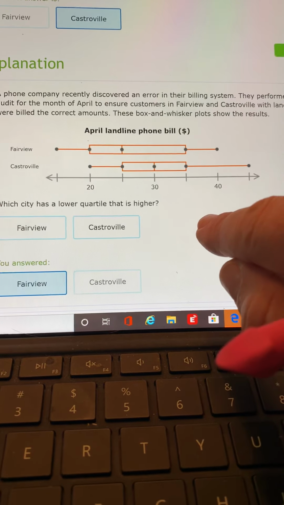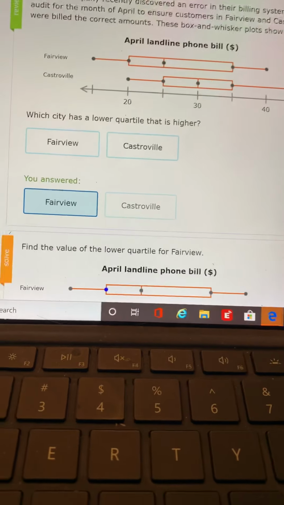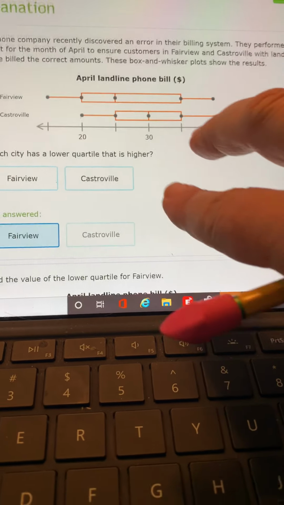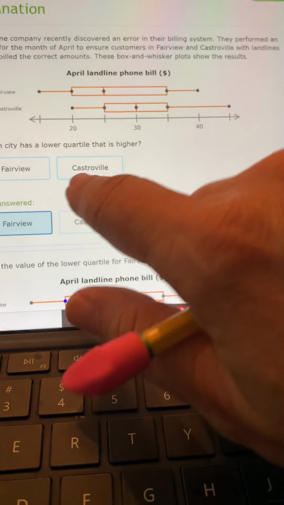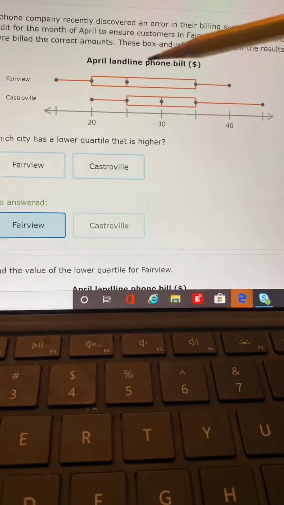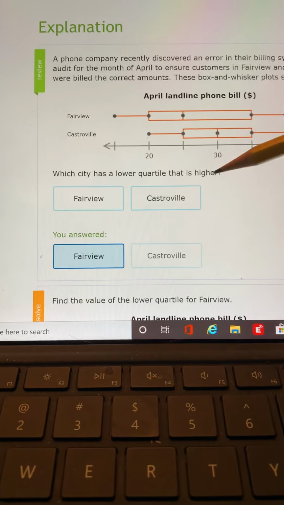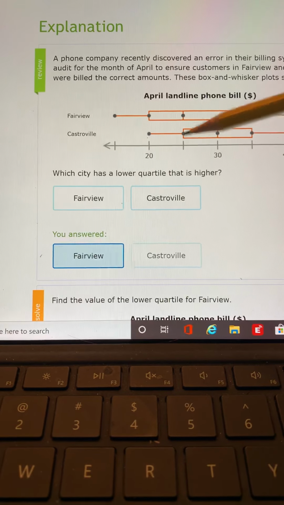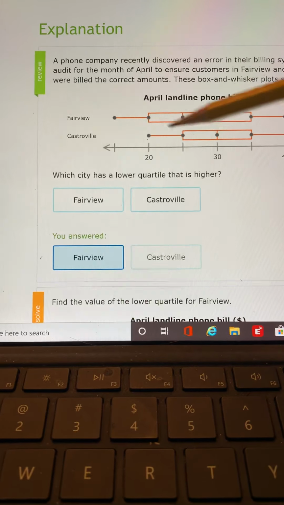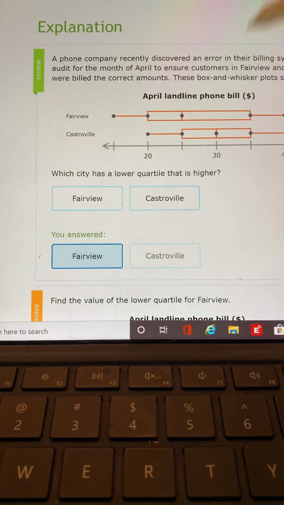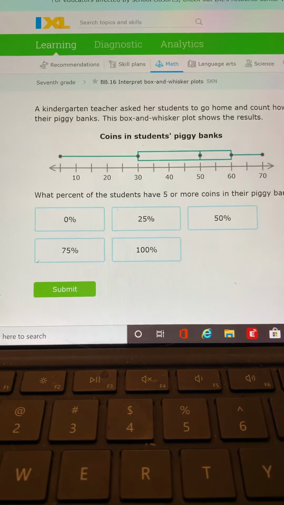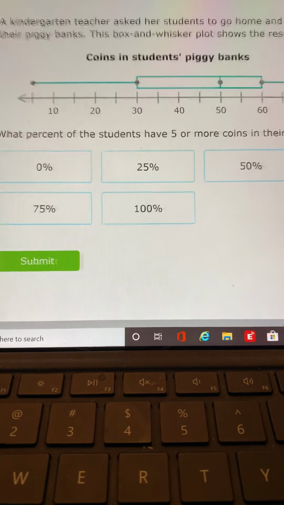Has the lower... Oh, I messed up. I didn't read that correctly. All right, my apologies. I thought it said lower, but it said the lower quartile that is higher. So it was a little tricky on words. The reason they're saying that is the lower quartile that is higher. I missed that part. Quartile 1 is your lower quartile. So this, Castroville actually has the higher. So my apologies on that. But everybody makes mistakes. So here we go.